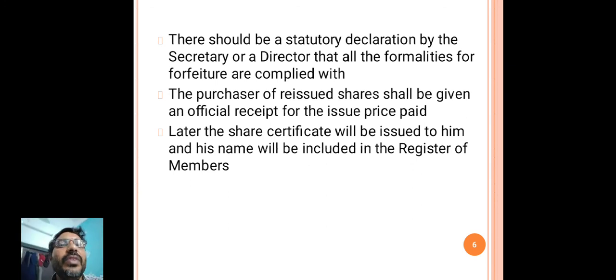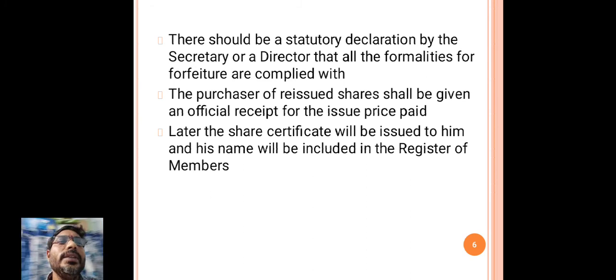The purchaser of reissued shares shall be given an official receipt for the issue price paid. Later, the share certificate will be issued to him and his name will be included in the register of members.